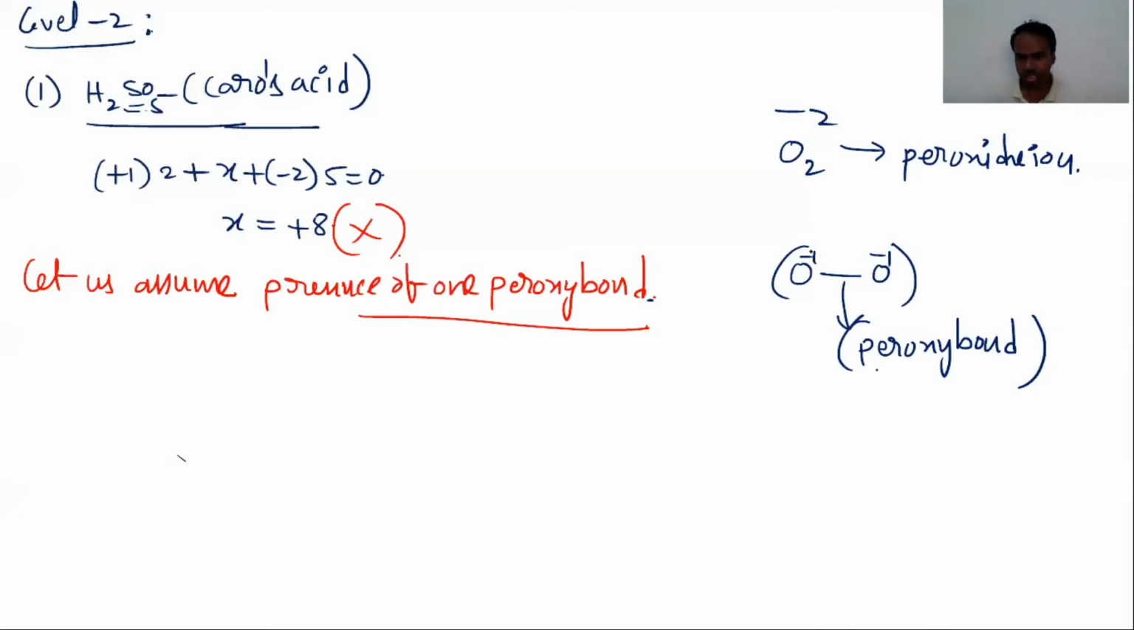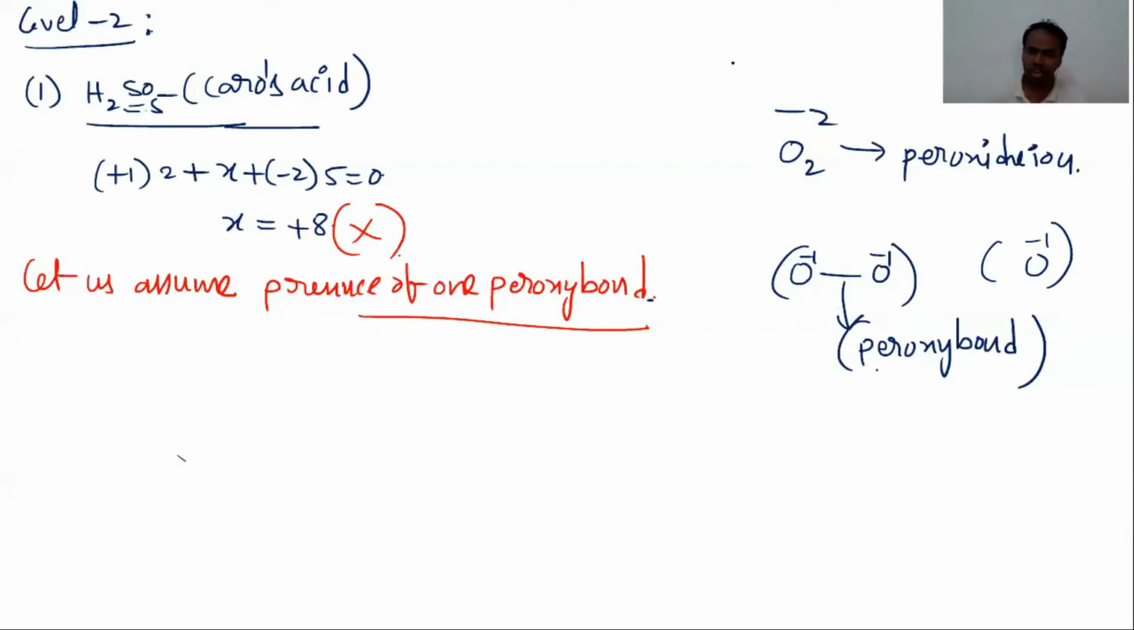This oxygen's contribution to the charge is 0, and this oxygen's contribution towards the charge is also 0. When a bond is present between two similar atoms, their charge contribution is 0. So -1 here, -1 here, total -2. Then the oxygen oxidation state in peroxide is not -2, it is -1. So in peroxides the oxygen oxidation state is -1, whereas in oxides it is -2, and in superoxides -1/2.